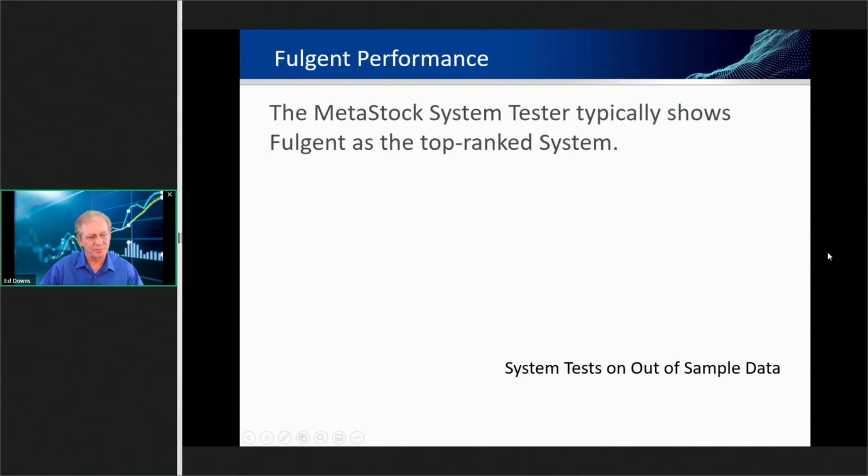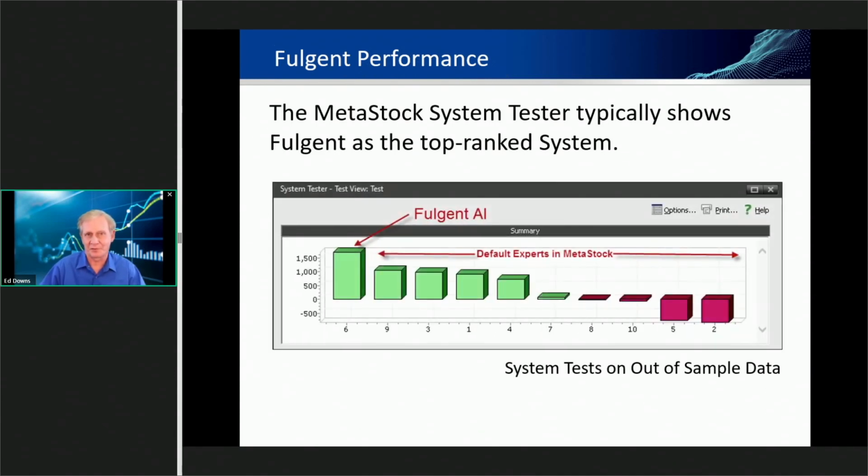In MetaStock, the way you find out if a trading system is working pretty well is in the system tester. We've tested Fulgent against lots of the systems that are in MetaStock, the basic default ones, and it's come out really well. This is a test I did against a bunch of experts, and also against some of the other ones out there. Generally it'll come up near the top or at the top of a test, and that's in out of sample data, after 2018. We did that testing early on just to make sure it was performing well for people getting it.